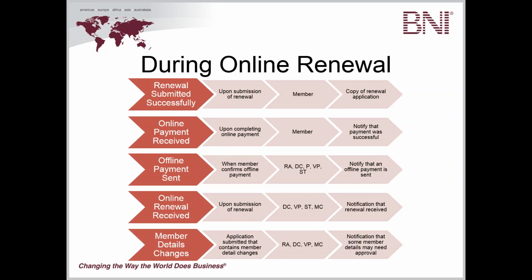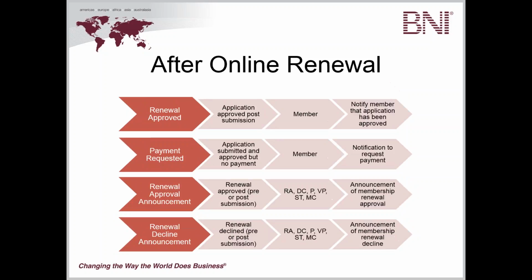Now, during the online renewal, there's also all of these notifications when the renewal is submitted, when the online payment is received, when the offline payment is sent, and when the renewal is received, and if a member changes details. As I mentioned, there's a huge warning that goes out saying this member is trying to change their category. Please pay attention to this. And then finally, afterwards, an approval email.